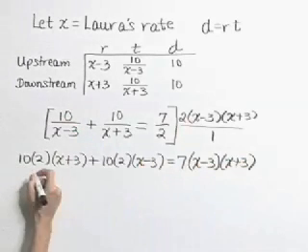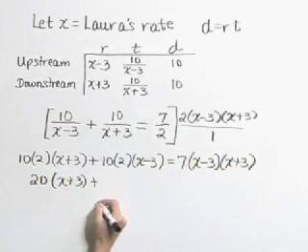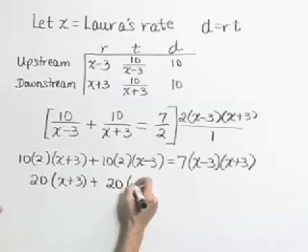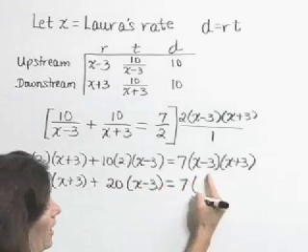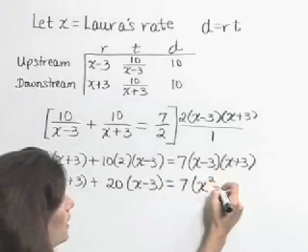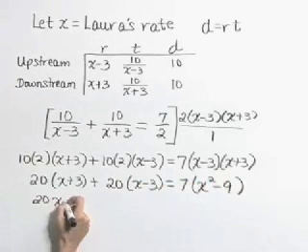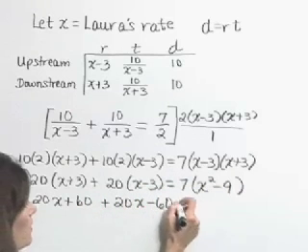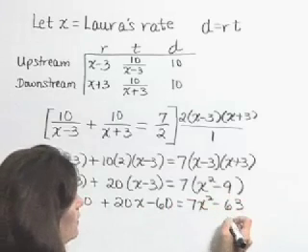Up front, 10 times that 2 is 20. We'll take that times x plus 3 in the next step. Second major term here, we have a product of 20 again, times x minus 3. On the right-hand side, let's multiply. This is going to give us a difference of squares, x squared minus 9. Distributing now, 20x plus 60 plus 20x minus 60 is equal to 7x squared minus 63.